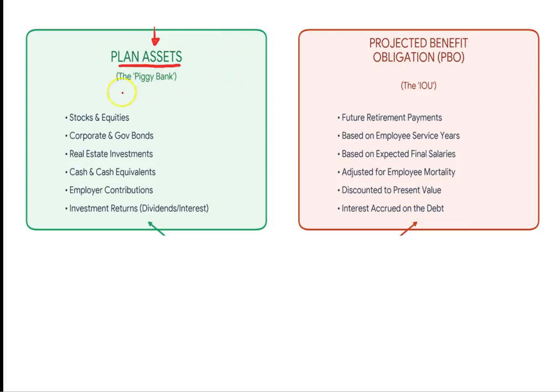The corporation puts money into the plan assets, they contribute money, and that money is invested, and it might be invested in stocks, in bonds, in real estate, and some of it kept in cash. Then we have what's called the projected benefit obligation, which is the liability that the company has, because this is the obligation that they will need to pay out to their employees when they retire. It's the IOU.